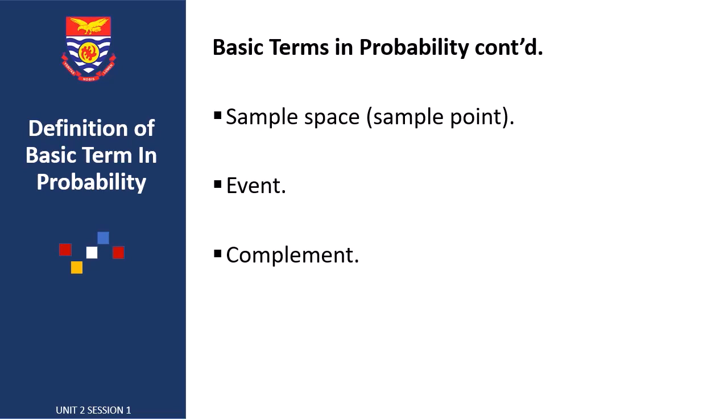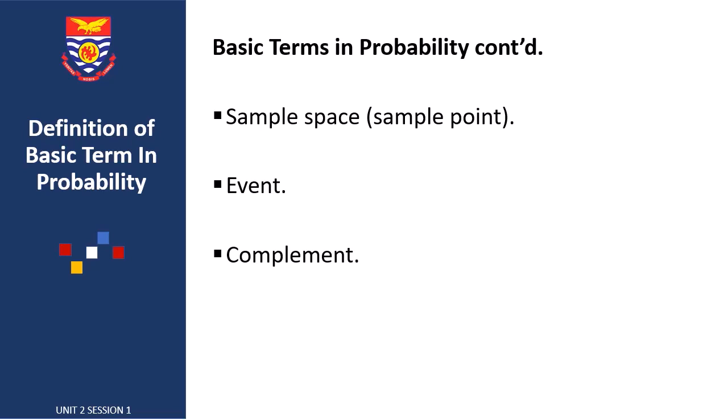And the individual members of the sample space are what we call sample points. Events: any subset of the sample space of a given experiment is called an event. An event may be simple or compound. If an event contains a single element, it is called a simple event. And if it contains more elements, it is called a compound event.